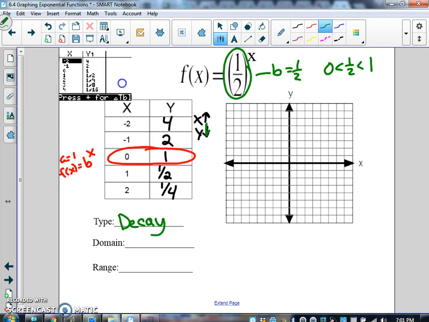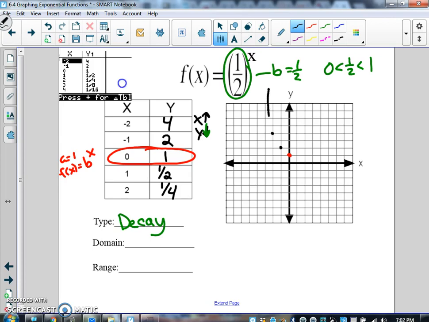As x increases, y decreases. My base is between 0 and 1. This is a decay function. Let's go ahead and graph this. My value is 0, 1. I'm going to graph -1, 2. I'm going to go to the left 1 and up 2. -2, 4. I'm going to go to the left 2 and up 4.